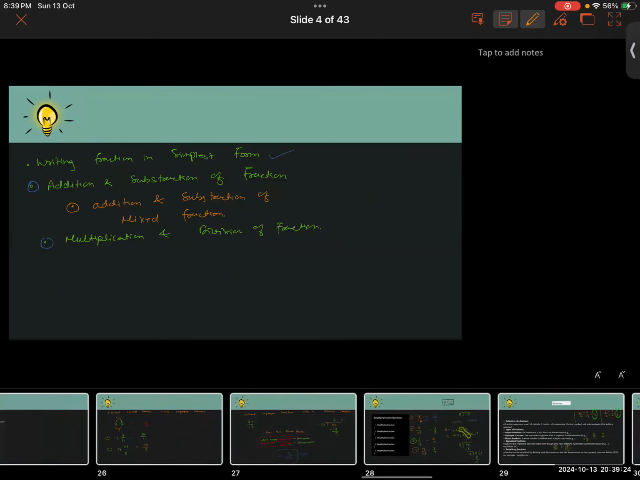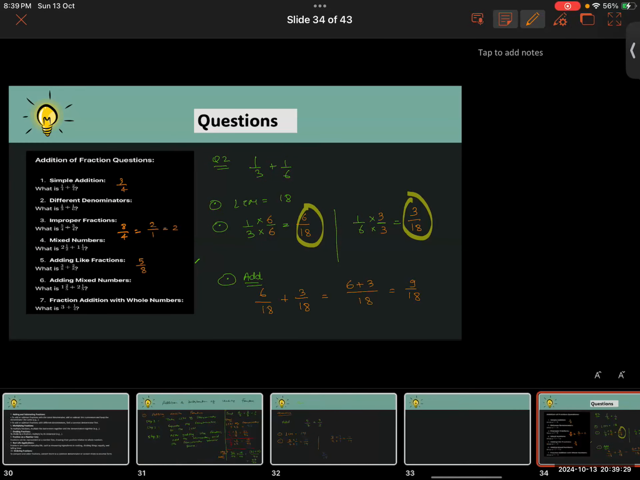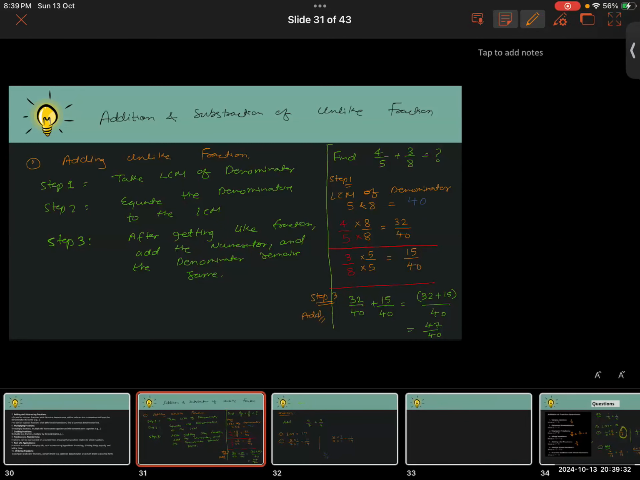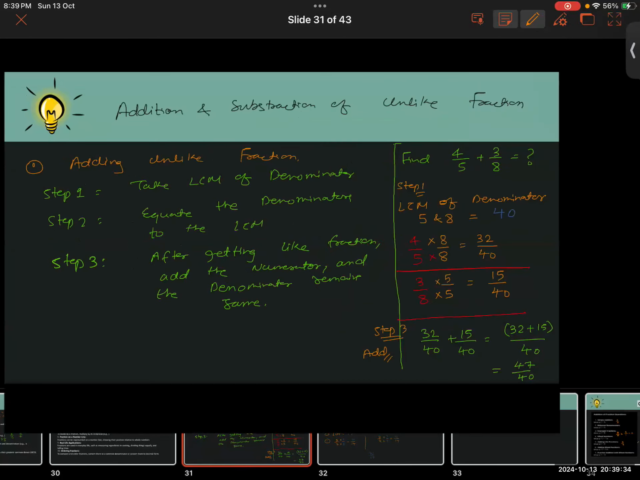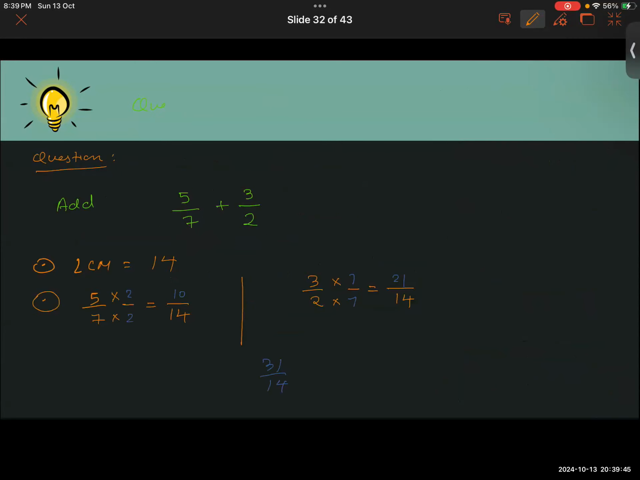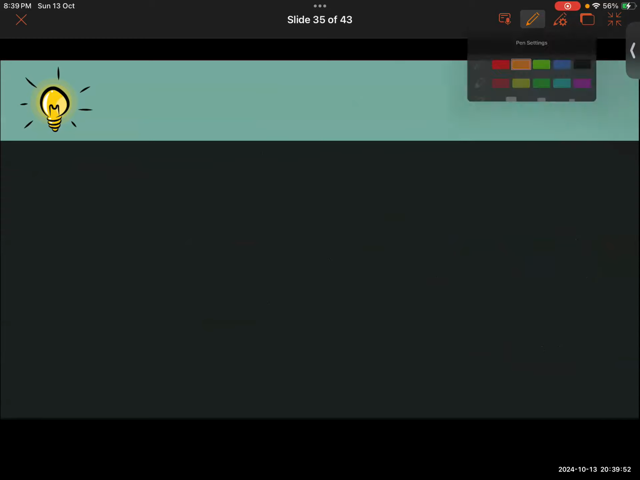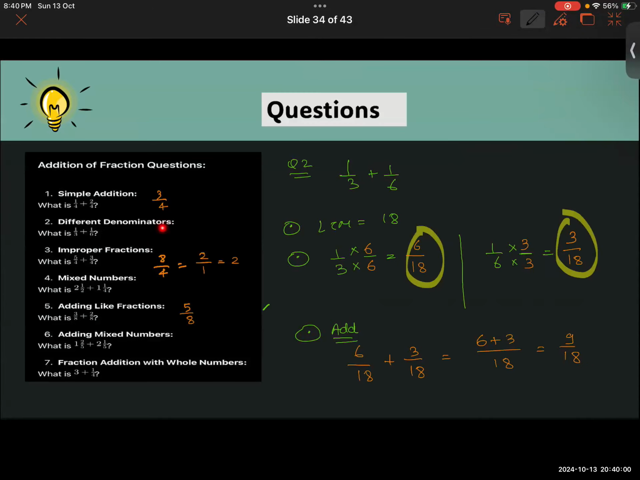In the last class, we were learning about the operations on fractions, particularly the addition and subtraction of fractions. We learned how we can add unlike fractions. For like fractions, it is quite simple. So today we are going to learn about the subtraction of unlike fractions. If you have any doubt from the addition of like fractions, please let me know.